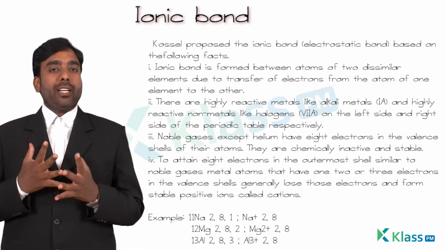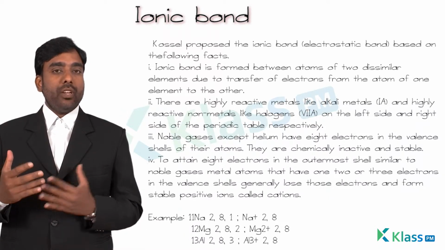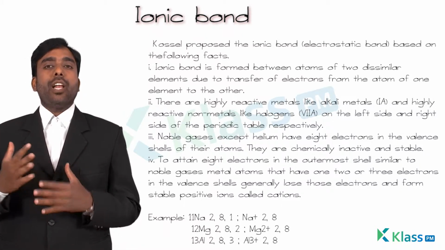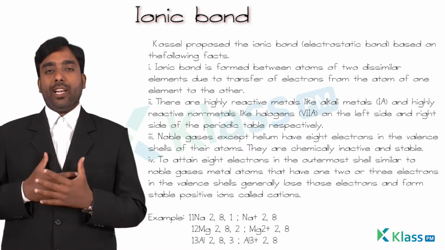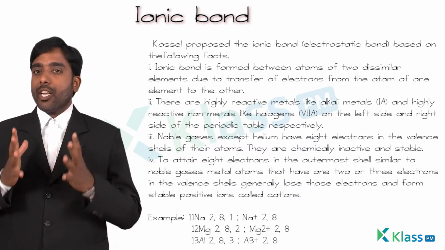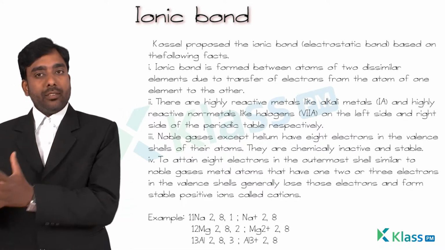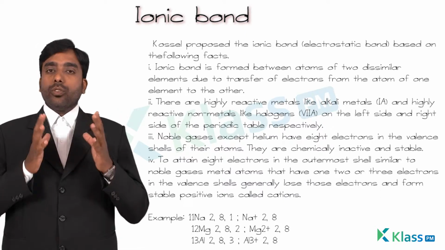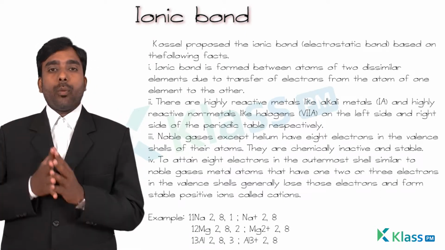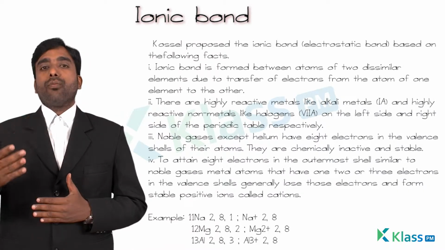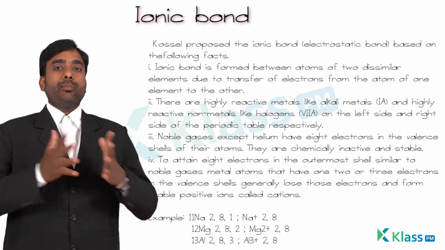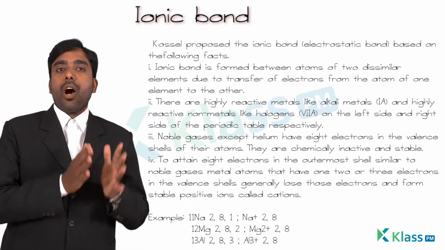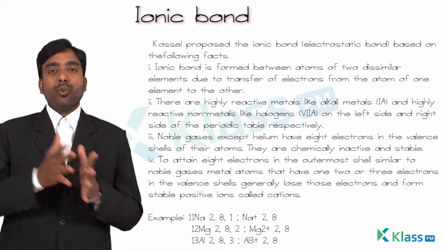We know that metals have the tendency of electropositivity, which is losing of electrons, and non-metals have the property of electronegativity, which is gaining of electrons. So generally the ionic bond is formed between metals and non-metals. How is this bond formed? It is formed between metal and non-metal by transferring one or more electrons from one atom to another atom.